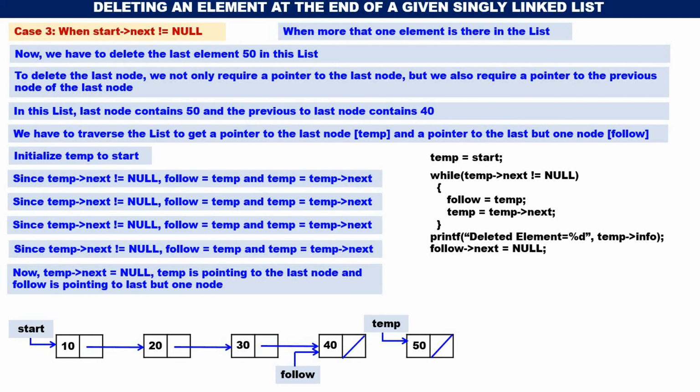Then, whatever is the node which is pointed by temp, we have to free it. Therefore, free temp and return start. That's all. We have disconnected the last node and we have deleted the last node also. We have freed that node also. Very simple. When there are more than one number of elements, how to delete the last node? Yes, this is the logic. I think this logic is very simple.